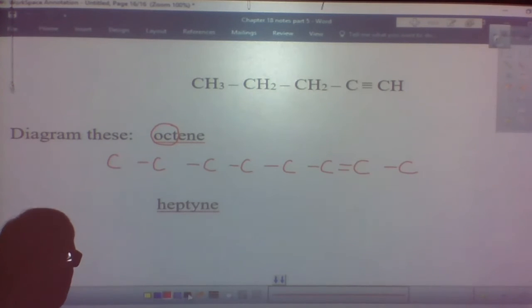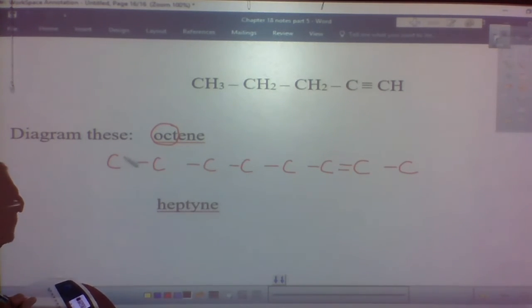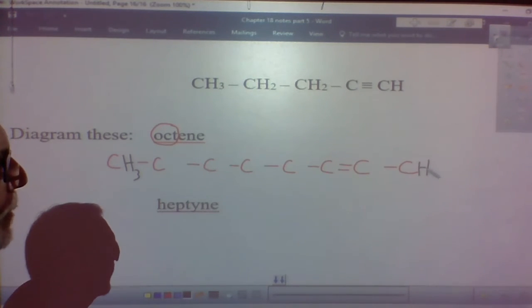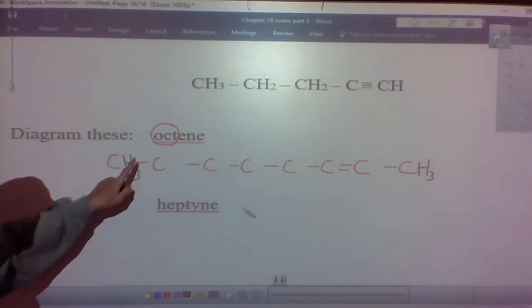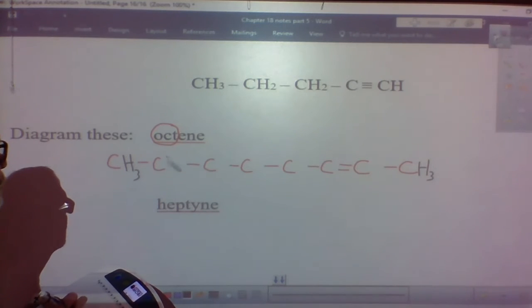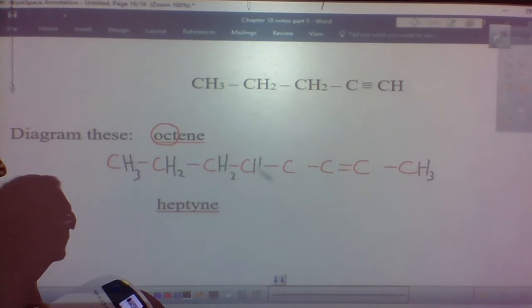And now we need to go back and put hydrogens in. Well, here's the end. Ends always get a CH3 as long as it's attached to a single bond. Here's a single bond, so this is a CH3. Now, let's work our way across. These 2 bonds already take care of that, so I just need to put 2 more bonds with hydrogen, so CH2. Anything along the way is a CH2, as long as it's attached to another single bond.